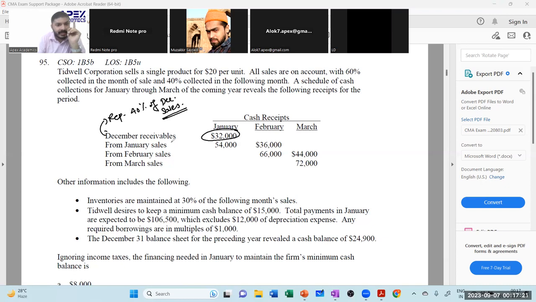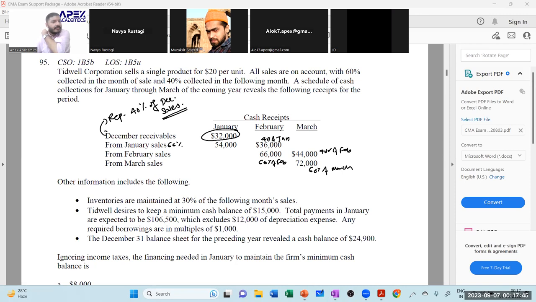January's sales represent 60% of January's sales. Agreed? This February is from Jan, so this is 40% of Jan. This is 60% of Feb. This is 40% of Feb. And this is 60% of March.